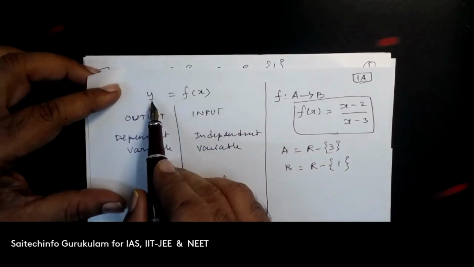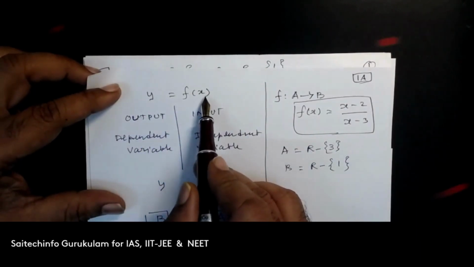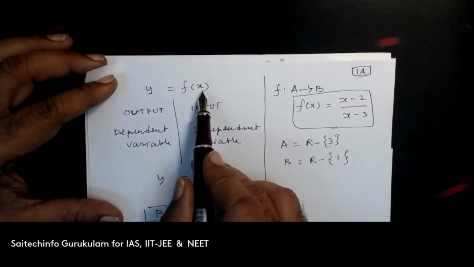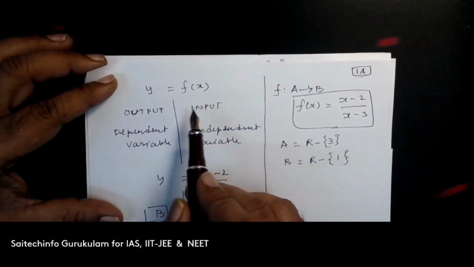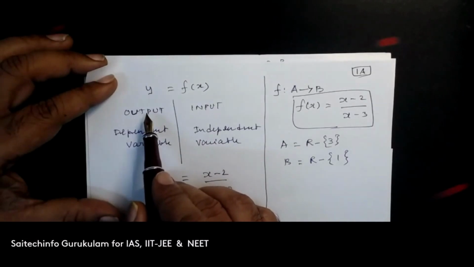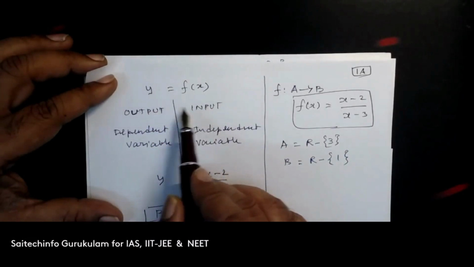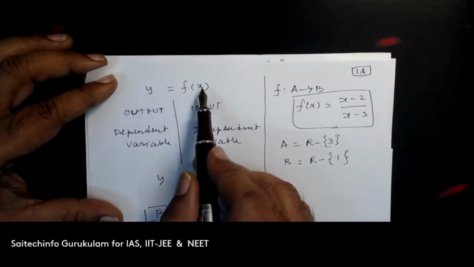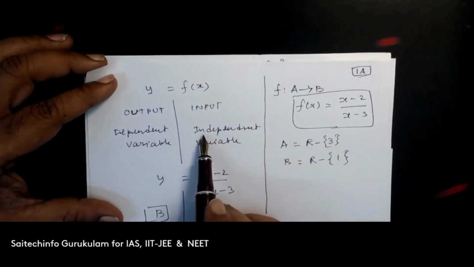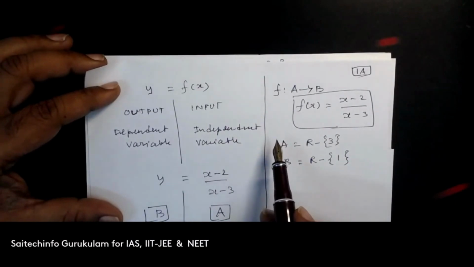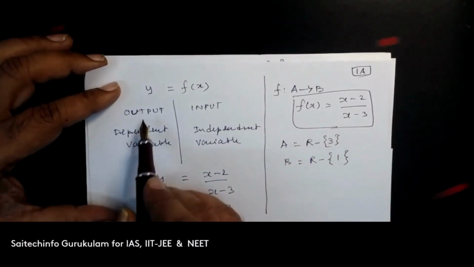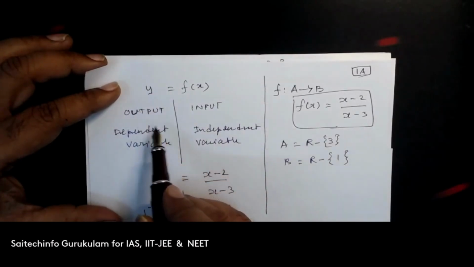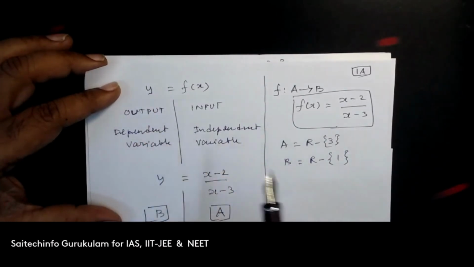See, let me consider y is equal to f of x. That is the given function. So in this f of x, x is the input and y is the output. Based on the input, the output will vary, and that is why this input, x, is called the independent variable, whereas the output depends on the input, and that is why y is called the dependent variable.